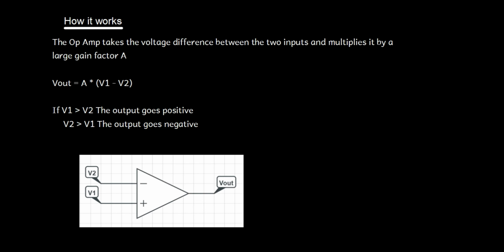So how does the operational amplifier work? We provide the input signals into the inverting input and the non-inverting input. Into the inverting input, we provide the voltage V2, and to the non-inverting input, we provide the voltage V1. The op-amp takes the difference between these two input signals, V1 minus V2, and then multiplies that difference by the gain factor A.